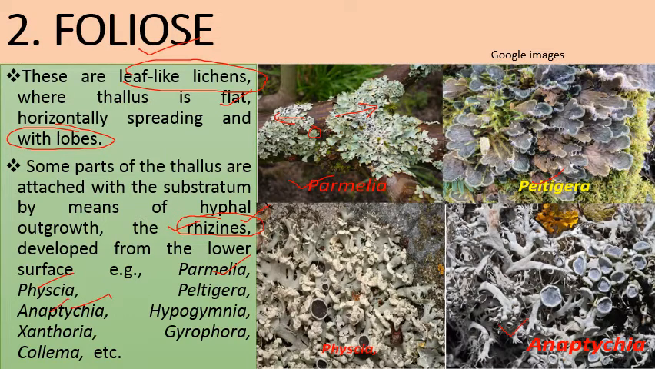So these are some pictures of foliose lichens. Why are they called foliose? Because their appearance is like a leaf. So that's why these are known as foliose lichens.